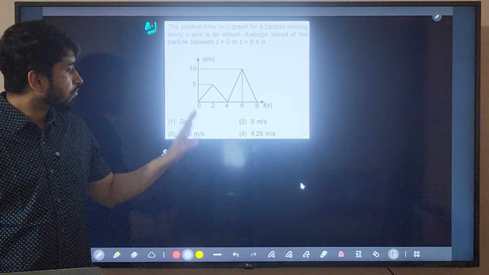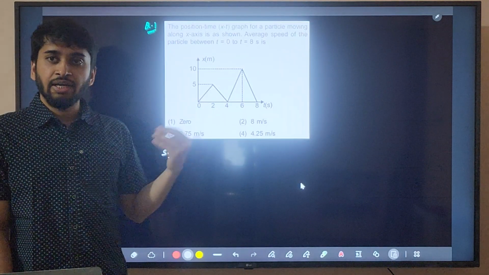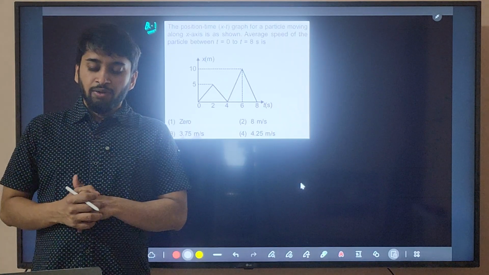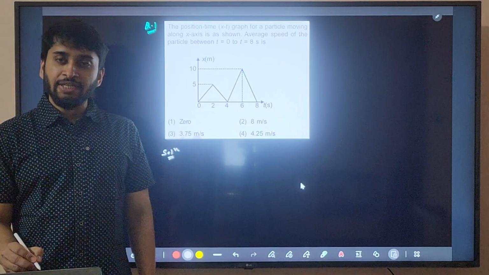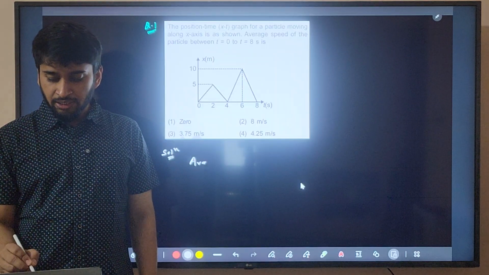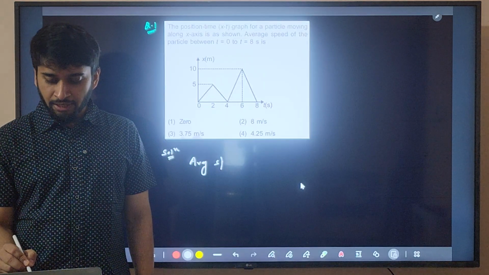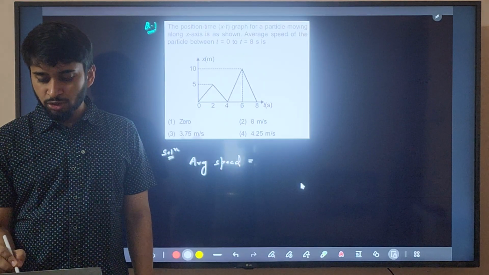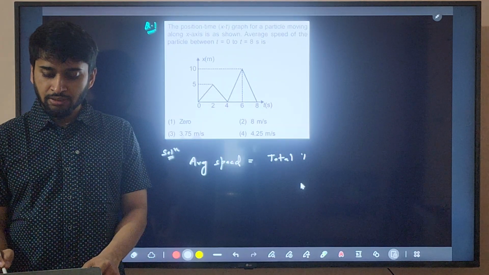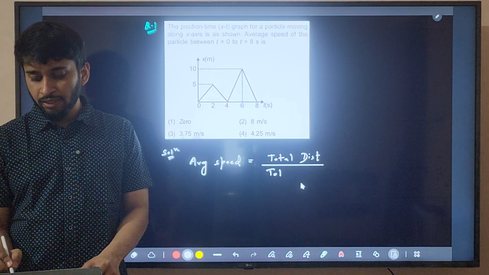Now one thing I would say, this is not a simple question. This requires a little bit of analysis. We need average speed. What is the formula for average speed? I hope you know what is the formula for average speed. The formula for average speed is total distance traveled by total time.